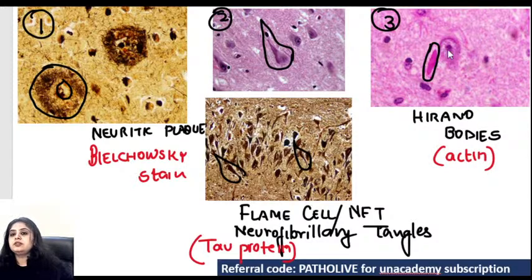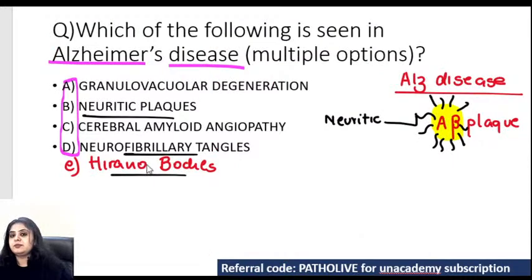So 1, 2 and 3 pictures are very clear when it comes to Alzheimer's. But there were 2 more things which you need to know, but you don't get them as images. You need to know them as theoretical points. The cells show you vacuolar degeneration. The cells show you vacuoles. So granulovacuolar degeneration is a rare but a change that you see in Alzheimer's, vacuolation of the cells.